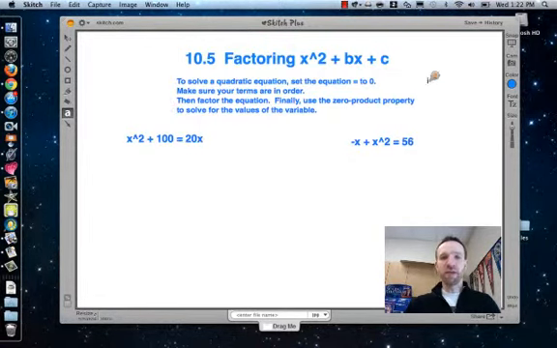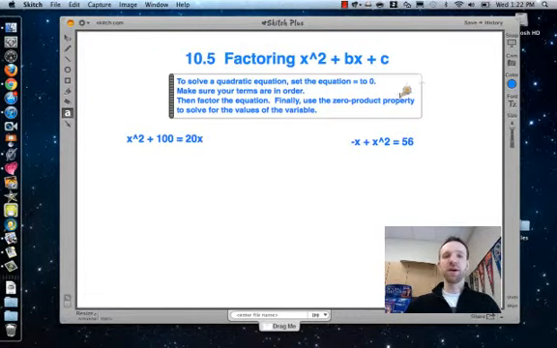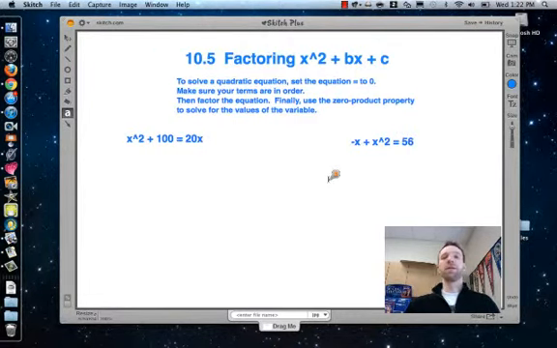I wrote down 4 notes here. The process to solve a quadratic equation: you need to set the equation equal to 0. Then you need to make sure your terms are in order. Then we'll factor the equation. And then finally, we'll use the zero product property to solve for the values of the variable. That may not mean a lot to you yet, but watch what we do here.